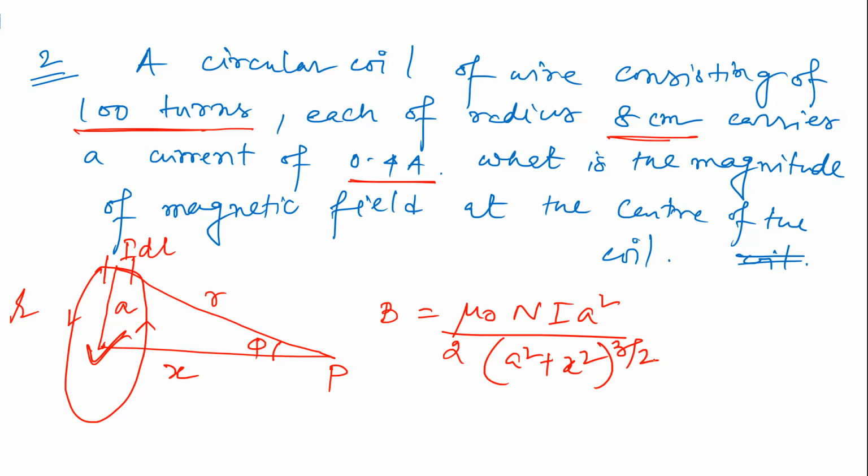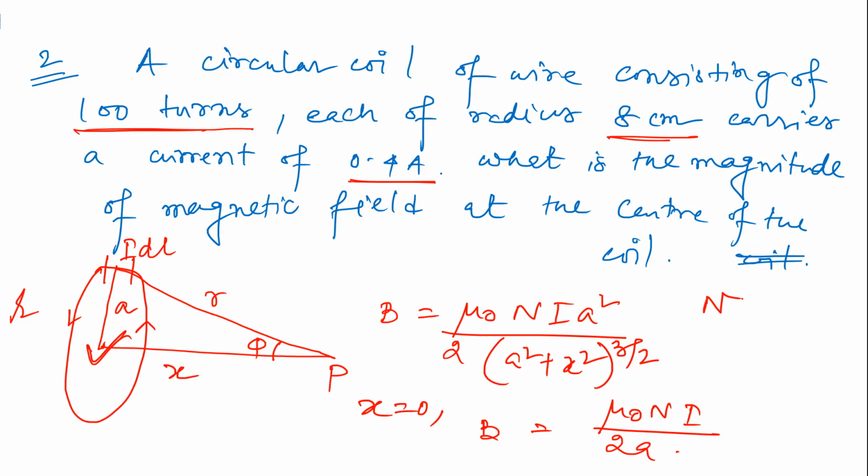We have just got this big expression. Now if you substitute x equals 0, after substituting x equals 0, that is the magnetic field at the center of the coil, what will be the value of it? That is mu naught N I divided by 2a. So you have to substitute all the values in this.